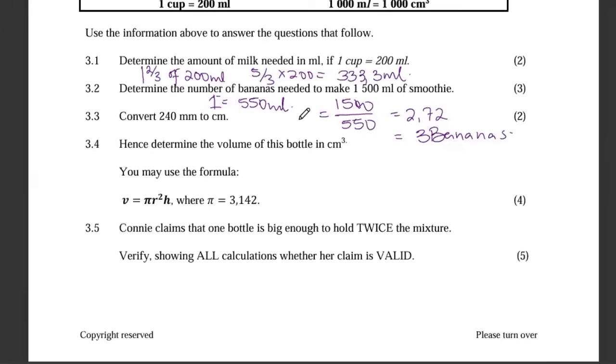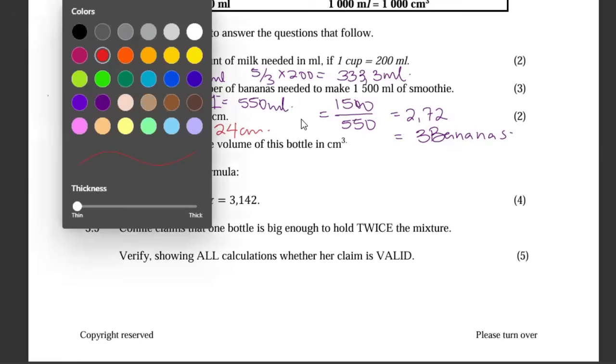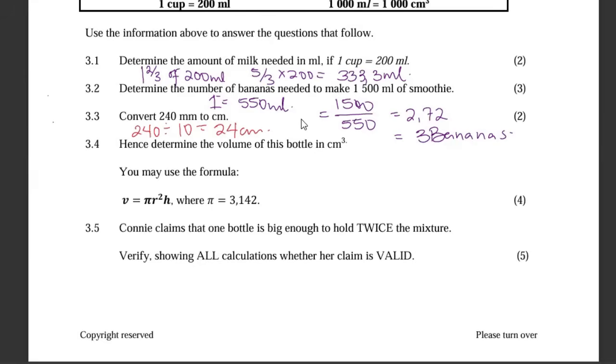Convert 240 millimeters to centimeters. Millimeters to centimeters we divide by 10. So the answer here became 24. Okay. Hence, determine the volume of the bottle. They have given us a formula already here, which volume will become 3.142 times. Now convert this much. They told us what this is. Convert the volume of this. Let's see.